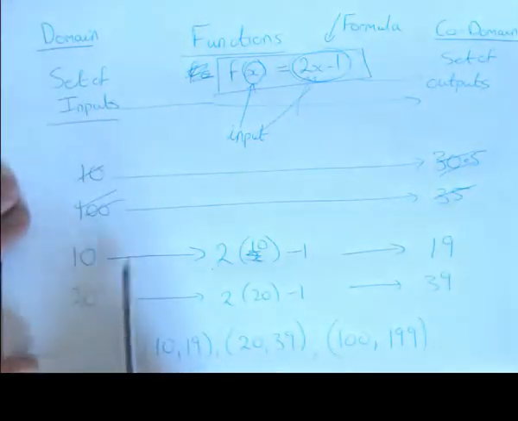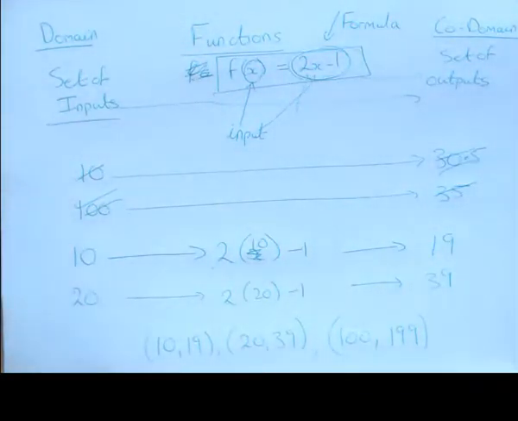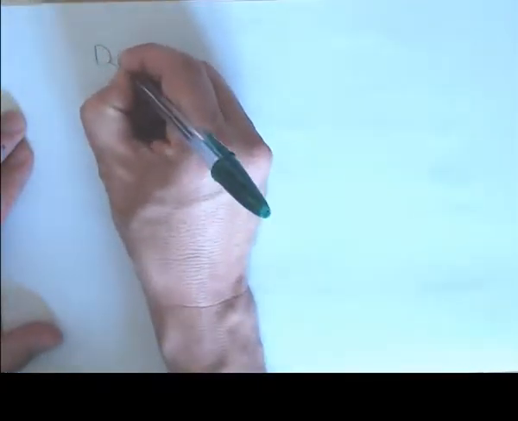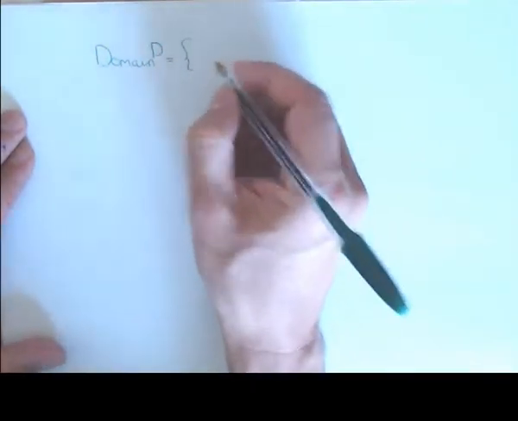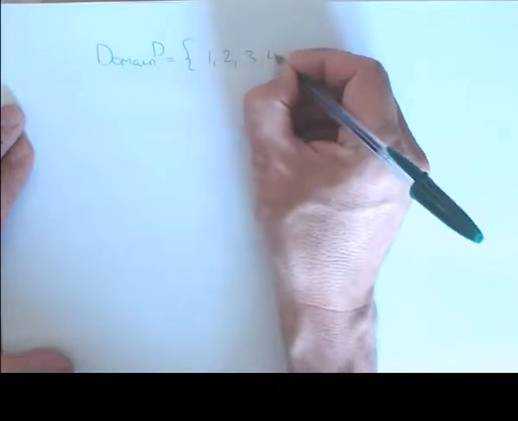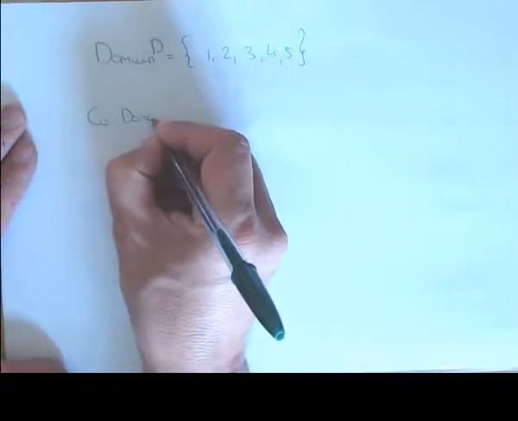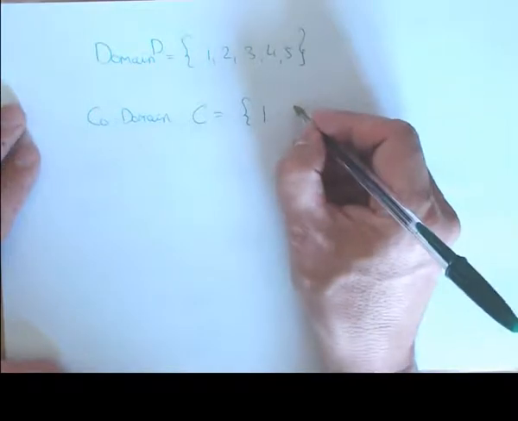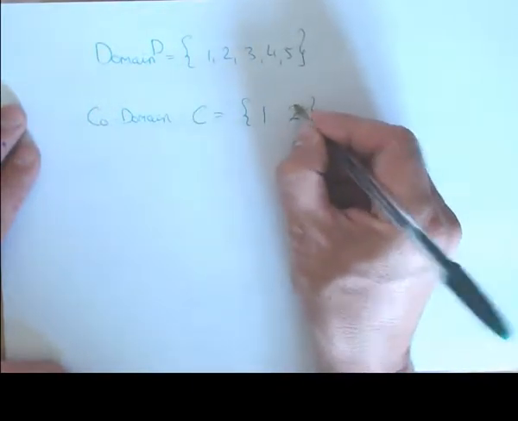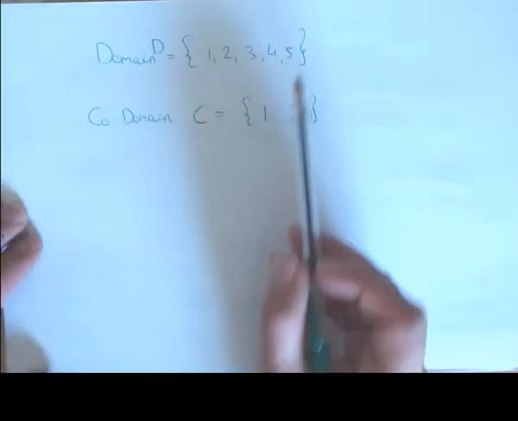So the domain is the set of inputs that we're going to put into the function. The codomain is the set of possible outputs. We mightn't have all the outputs. Let's have a look at an example. Imagine our domain D is equal to the set of values 1, 2, 3, 4, and 5. And our codomain, which I'm going to use the capital letter C for, is the set of values from 1 up to 20. Okay, so every possible value from 1 to 20 is in the codomain.